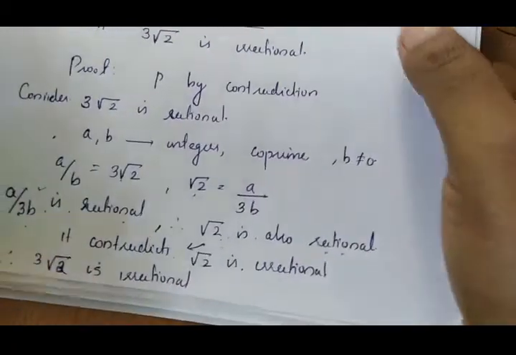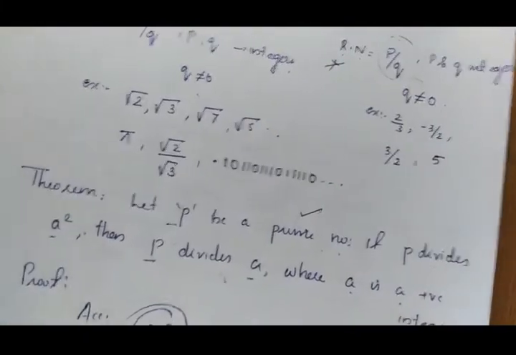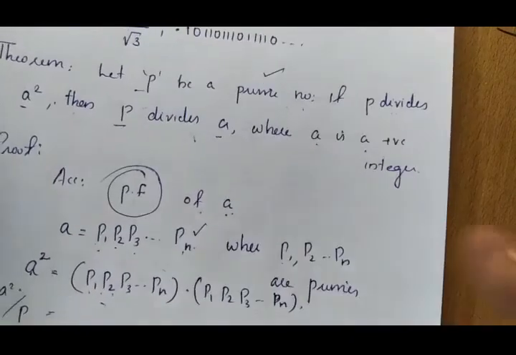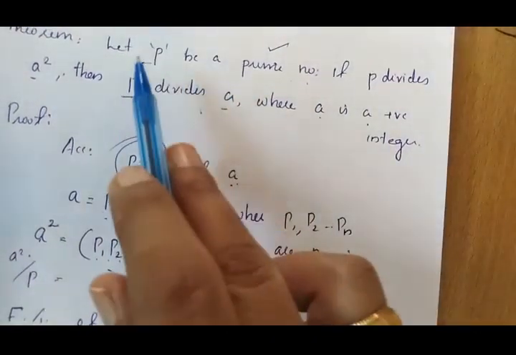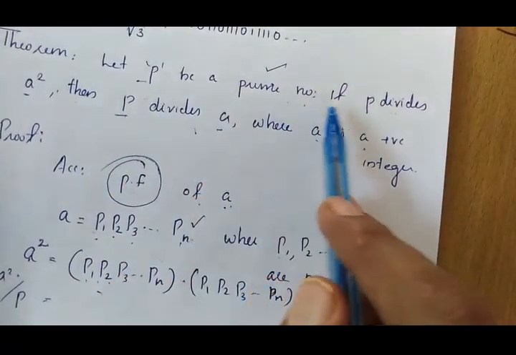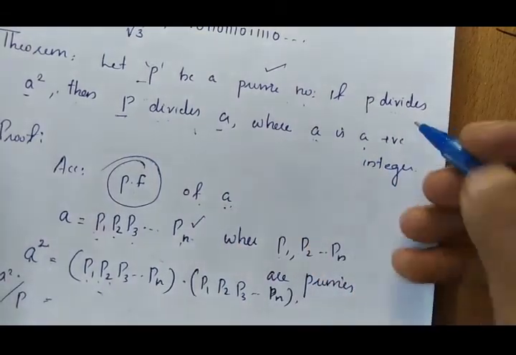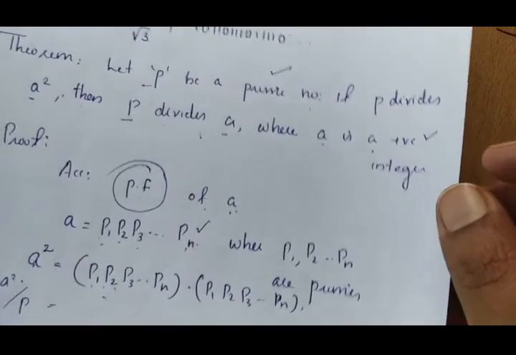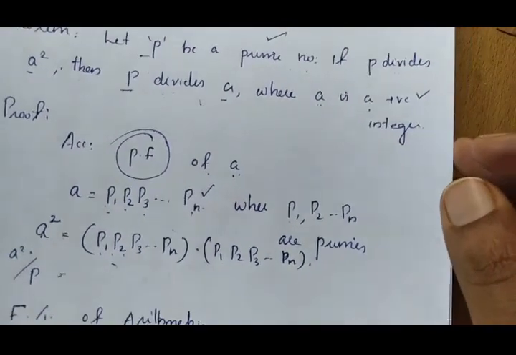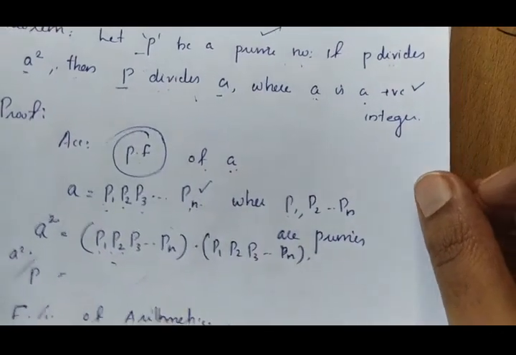So today we discussed irrational numbers. What is an irrational number? And how to use a theorem to prove many problems. The theorem is: let p be a prime number. If p divides a square, then p divides a, where a is a positive integer. This is the basic theorem to prove the further problems. Then we went through a lot of problems to show that numbers are irrational.